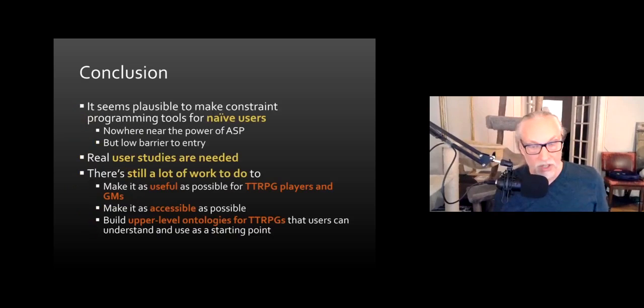So the good news is it seems like it may really be plausible to build a declarative programming system that you can put in front of naive users. That's fantastic, but we do need to do more user studies on it, and turning this into a real product that could support a real user community, there's still a lot of work to do for that.